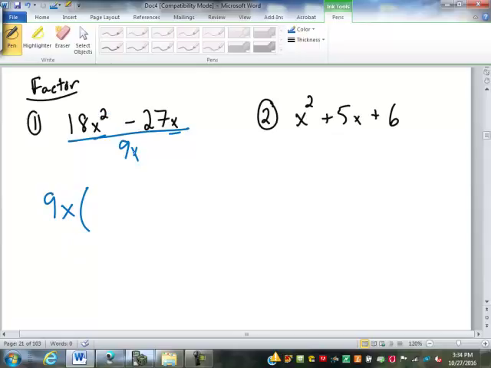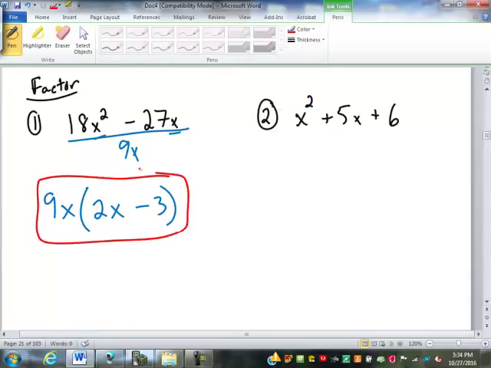18x squared divided by 9x. 18 divided by 9, 2. x squared divided by x is just x. Negative 27x divided by 9x. Negative 27 divided by 9 is negative 3. And x divided by x divides out. So that is 9x times 2x minus 3.